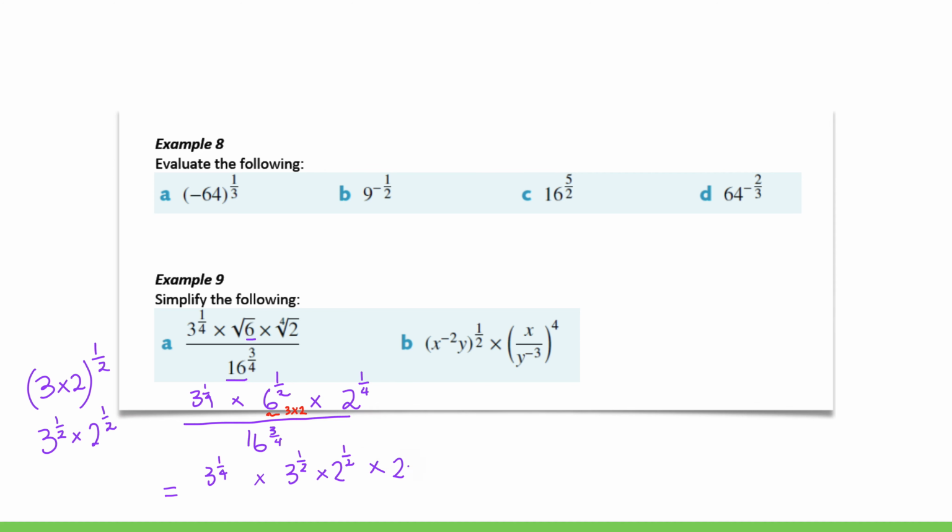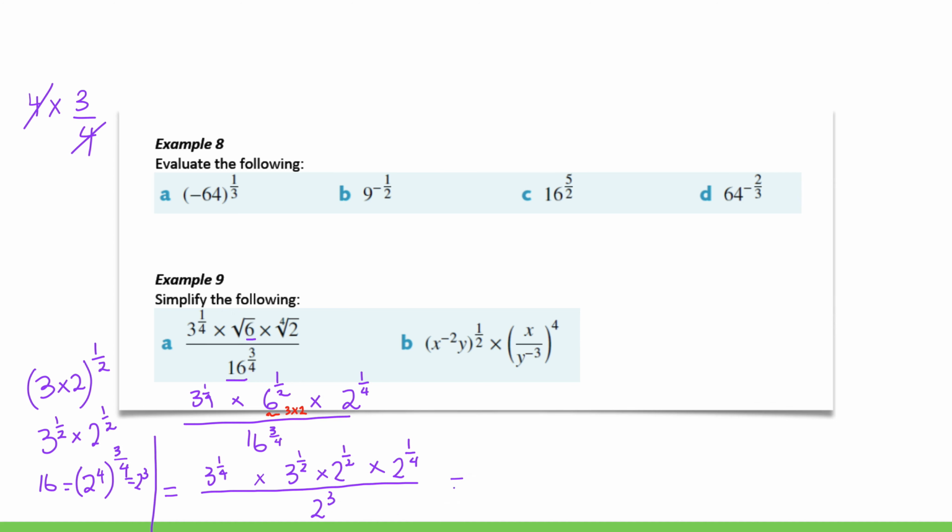Now the 2, I can't really split that up, can't do anything with it, but I can split the 16 up. I can rewrite 16 as 2 to the power of 4, and it's already to the power of 3/4, so what you will notice is that that's 4 times 3/4, which is quite convenient. If I just do it up here, 4 times 3/4, the 4s cancel out. So it's actually going to end up being 2 to the power of 3.